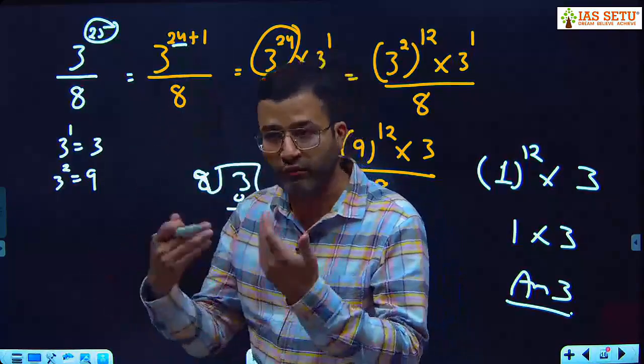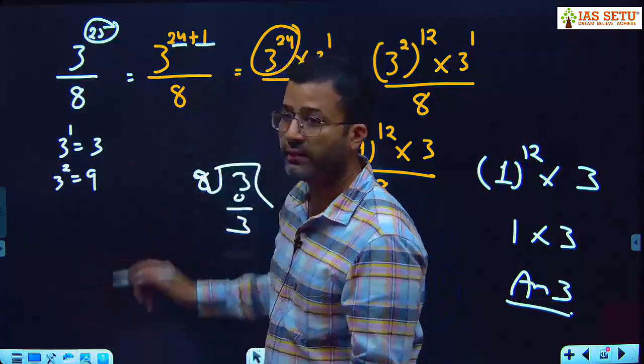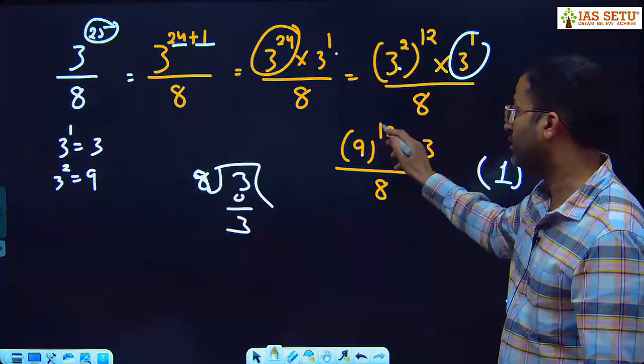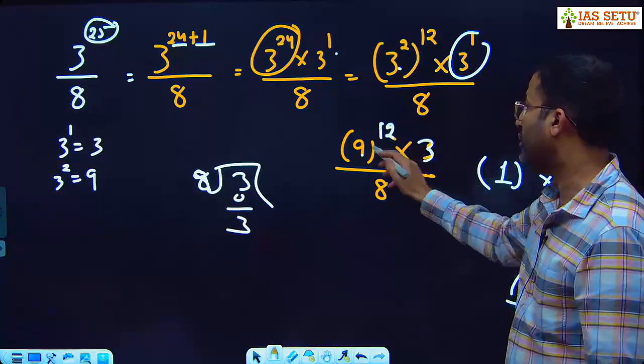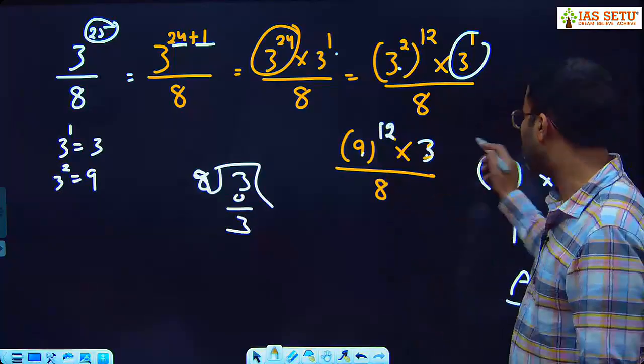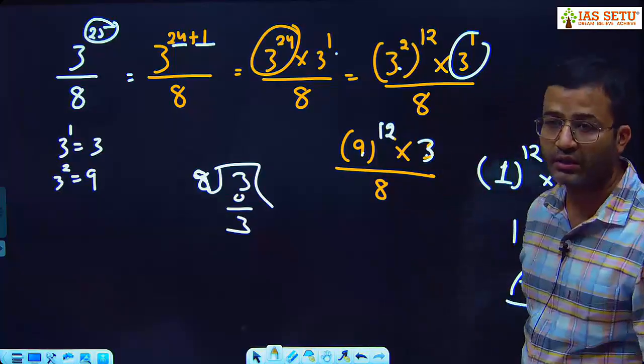You have only one power extra, so you take it separately. 3 to the power 1, 3 to the power 1. This gives you 9 to the power 12, into 3. 9 with respect to 8 gives remainder 1. How many times? 12 times. 3 gives you remainder 3. So your answer is 3.